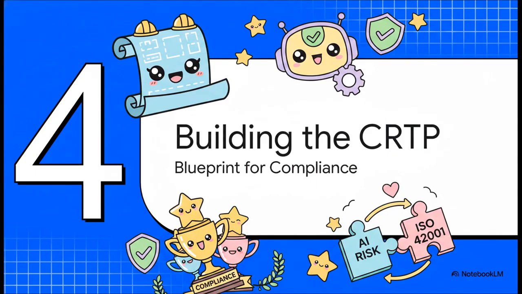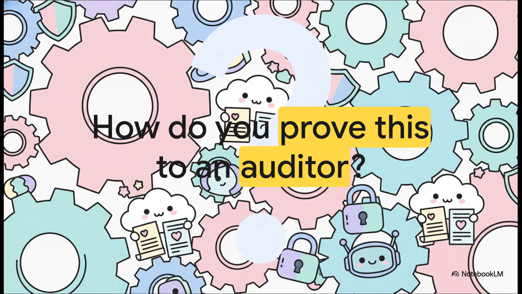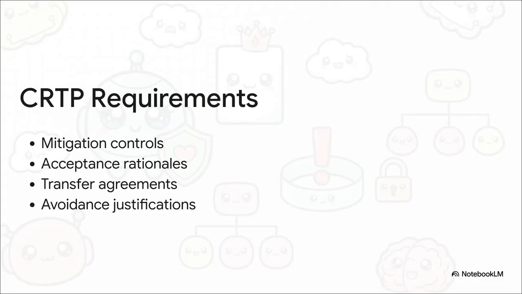Section 4. Building the CRTP, the blueprint for compliance. Okay, this brings us to the ultimate boss-level question every compliance professional eventually faces. How do you actually prove your brilliant risk strategies to a lead auditor? Because listen, under ISO/IEC 42001:2023, if a risk treatment isn't meticulously documented, then as far as the auditor is concerned, it literally never happened. Your absolute, unquestionable proof is the Cybersecurity Risk Treatment Plan, or the CRTP.